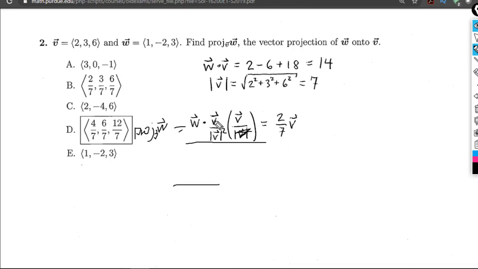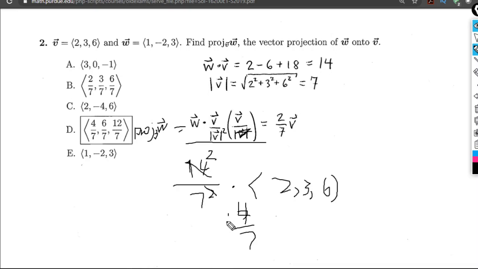On top would be W dot V, and that will equal 14. The length of V squared is calculated here, 7 squared, and we cancel 7 out of the top and bottom. So we get 2 over 7 times V, and that would be 4 over 7, 6 over 7, and 12 over 7, which is option D here.